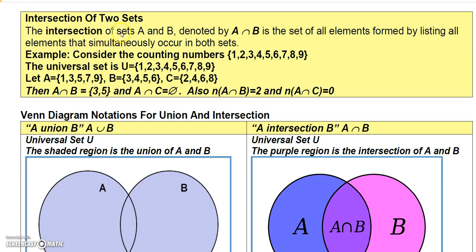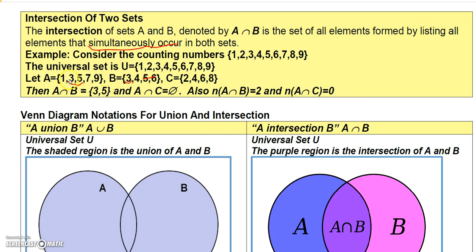Now the intersection of sets A and B, denoted by this symbol here, A intersect B, is the set of all elements formed by listing all elements that simultaneously occur in both sets. So if we go back to our sets we were using in the previous example, A is 1, 3, 5, 7, 9, B is 3, 4, 5, 6, and C is 2, 4, 6, 8. Then A intersect B would only be those numbers that occur in both sets. So here, you see that 3 and 5 is in set A, and 3 and 5 is also in set B. So A intersect B would be just the values 3 and 5.